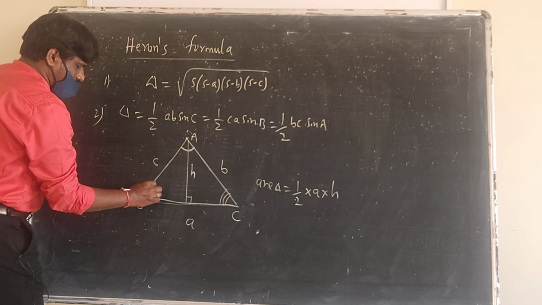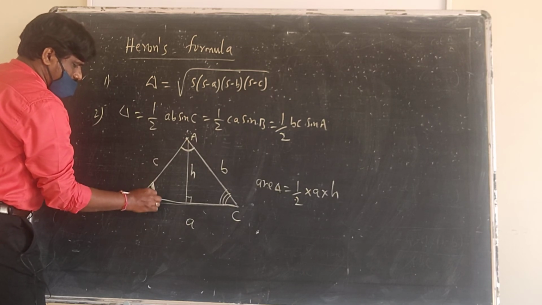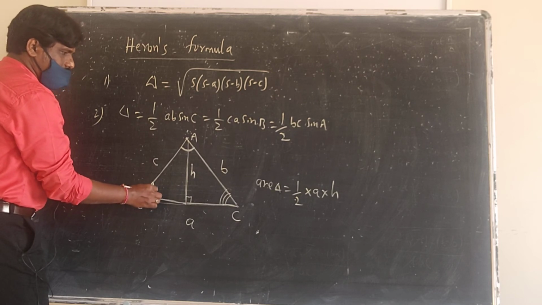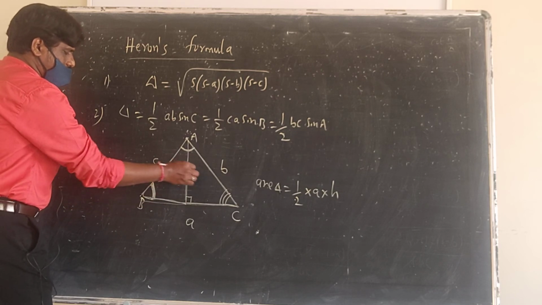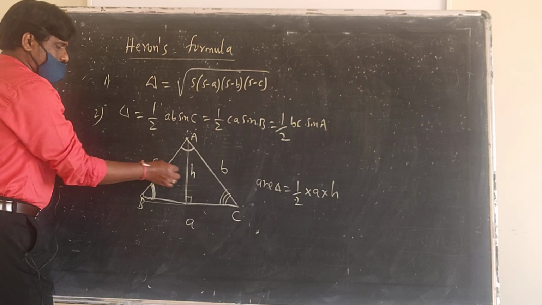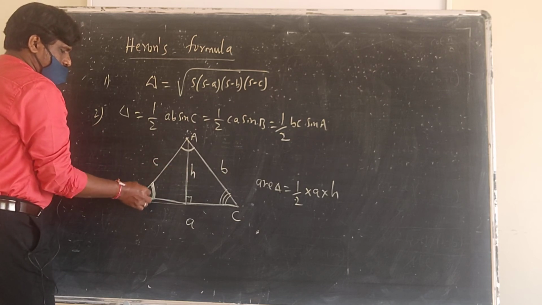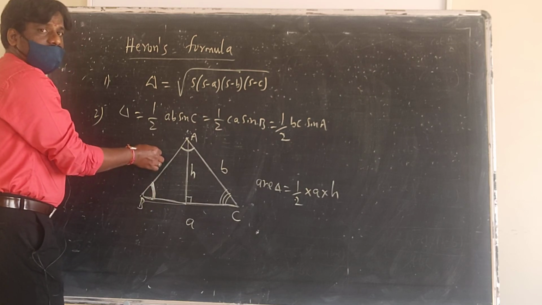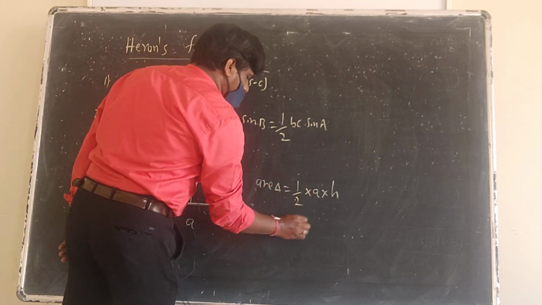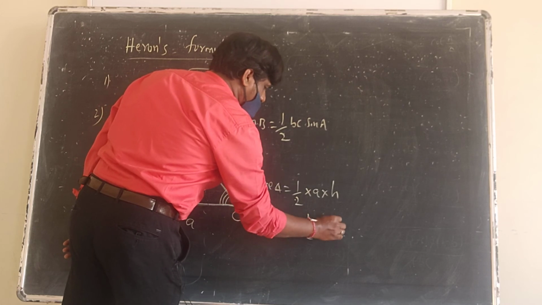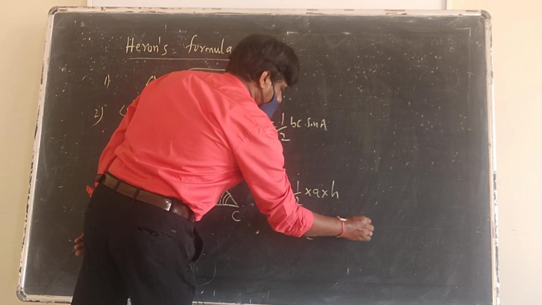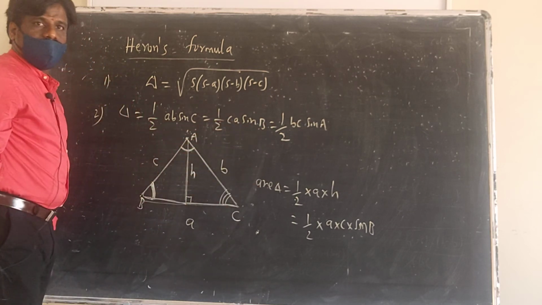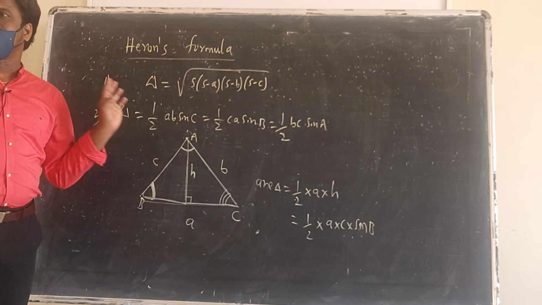This H can be written in terms of, in this triangle if I take, sine B. Sine B is equal to opposite by hypotenuse. So H can be written as what? Sine B into C. So this H I can replace as A into C into sine B. So you got the answer. See that area of the triangle is half into AC into sine B. One proof over means all proofs are same.